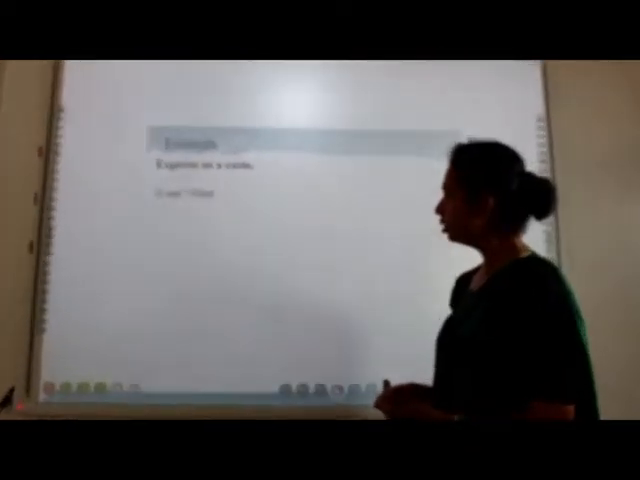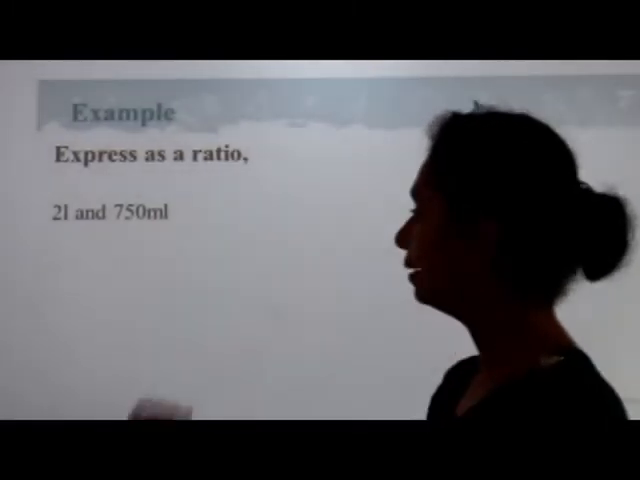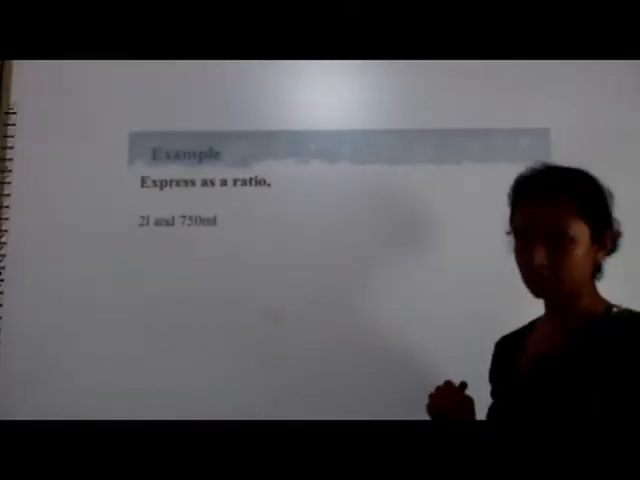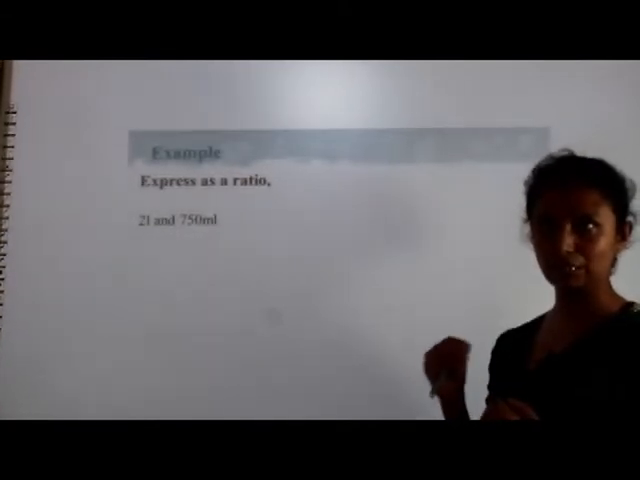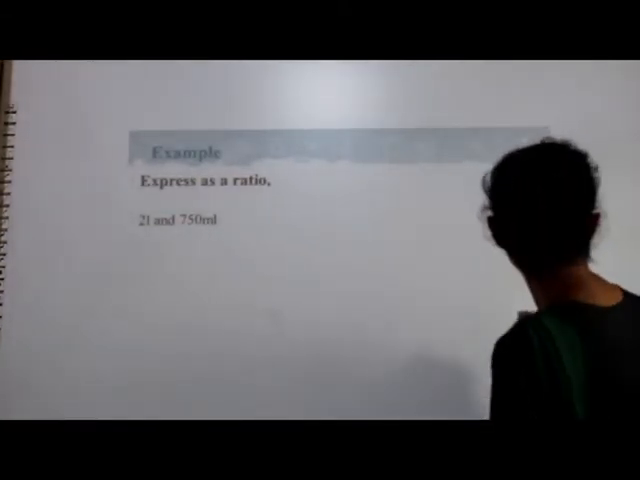I have given 2 liters and 750 milliliters to be expressed as a ratio. I have mentioned the characteristics of ratios. Here, the second one was no units in ratios, and the units should be the same. Here we have 2 liters and here milliliters. We cannot write 2 to 750. Reason, the units are different. So, we have to convert the units into one same unit. This is the method.